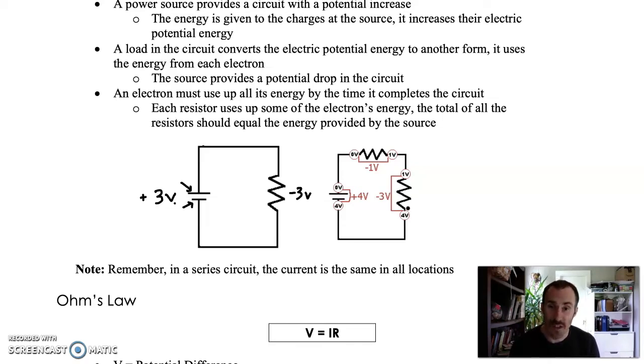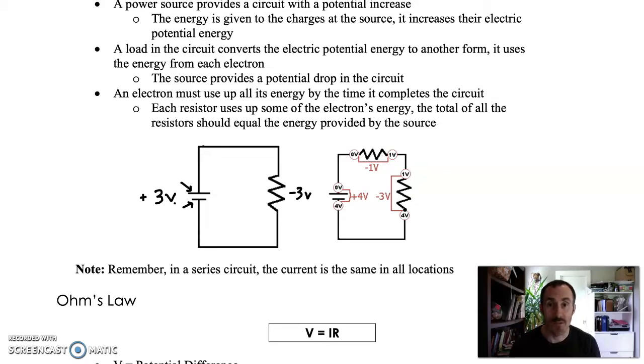The electrons are still there. So the amount of voltage is decreasing as you pass through the circuit, but the amount of current is not. The amount of current is staying the same. Now that is for circuits that only have a single path to follow.